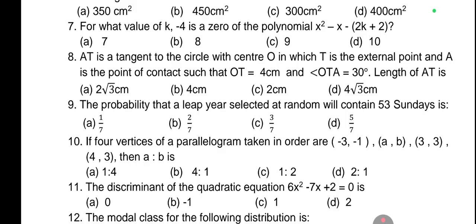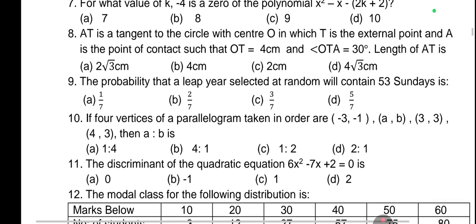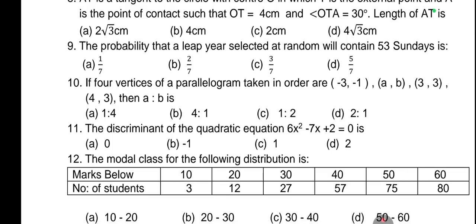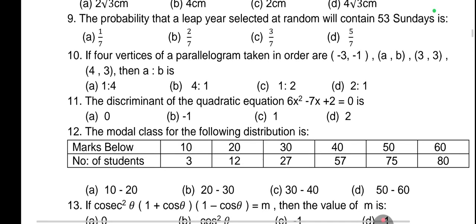Seventh, whether they ask minus 4 is a zero, minus 4 is a zero means what will be the k value. Again, they're talking about chapter 2, polynomials. Then 8, circles, they're asking length of AD. And ninth question, very important: leap year contains 53 Sundays, important. Even 52 Sundays they can ask, leap year and non-leap year. And they have one question in the book, Samita and Hamida are friends. What is the probability that they will have the same birthday, different birthday? The type of questions are repeated.